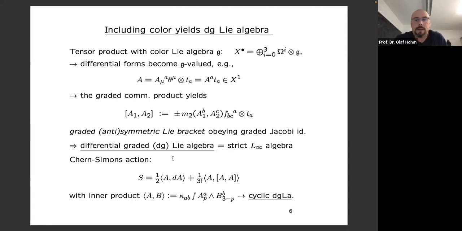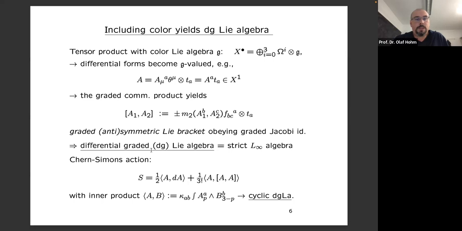That defines the L infinity algebra. And so this is the strict case where there are no higher brackets. So that's the structure I have. I have a differential D that squares to 0, and I have a bracket acting on G-valued forms such that this differential squares to 0. It still acts by the Leibniz rule on the bracket, and the bracket satisfies now a graded Jacobi identity.